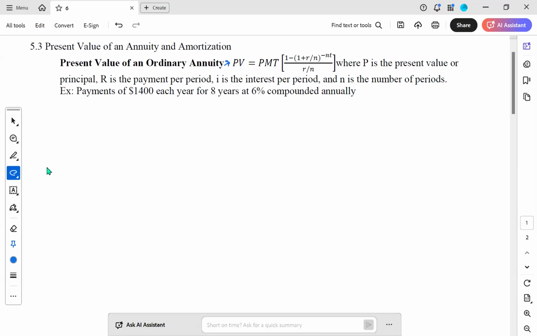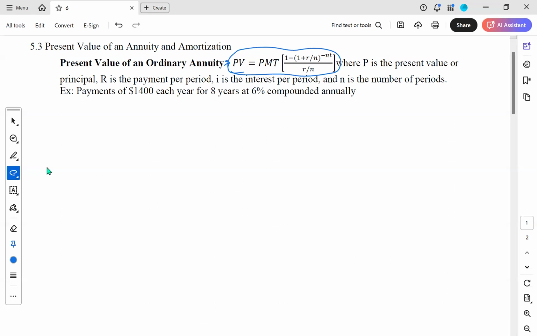Okay. PV again stands for present value. So this is the thing to get to know. Present value means the amount we want right now. Payment is same as what we did in 5.2. Our R is our rate, N is the amount of compounds, and T is our time in years. So everything falls into place.